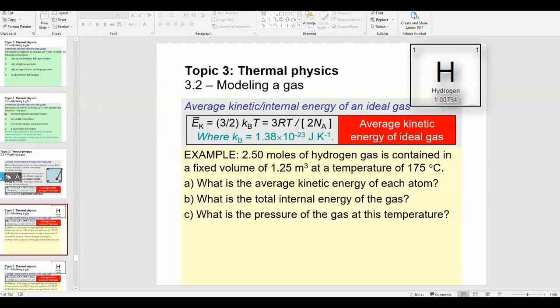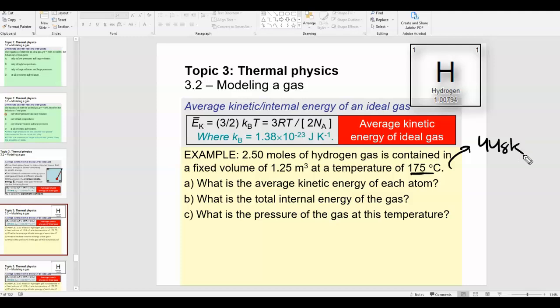Okay, so let's take a look at this calculation right here. This question says 2.5 moles of hydrogen gas is contained in a fixed volume of 1.25 cubic meters at a temperature of 175 degrees Celsius. The second I see this, by the way, I'm thinking, if I'm doing any type of calculation with temperature, that needs to be in Kelvin. So right off the bat, I'm just going to take care of that conversion. I add 273 to that, and I get 448 Kelvin.